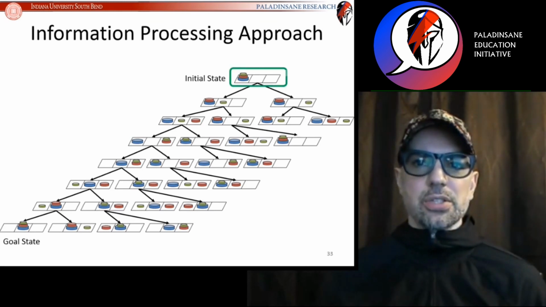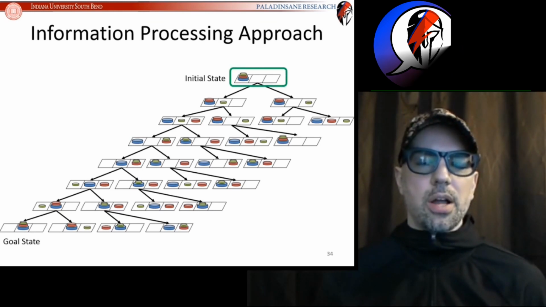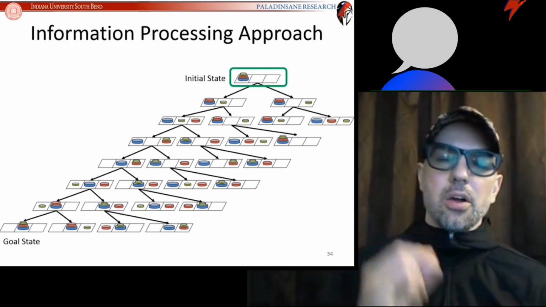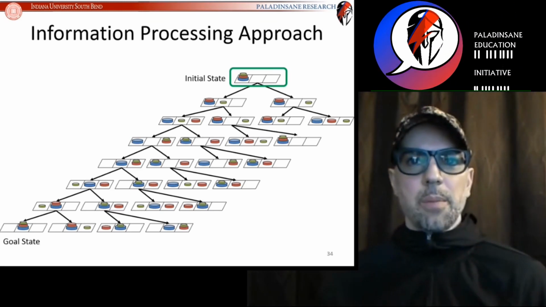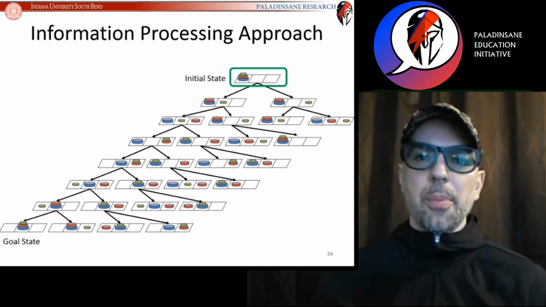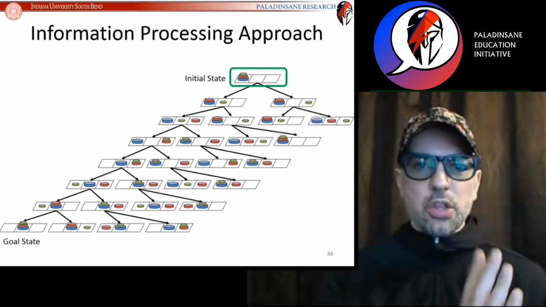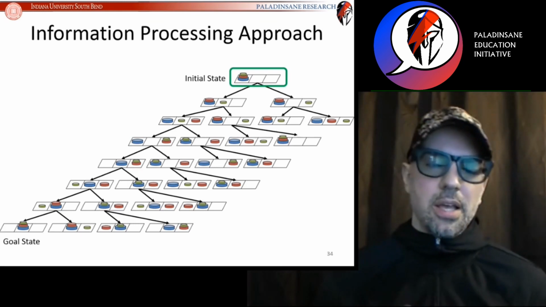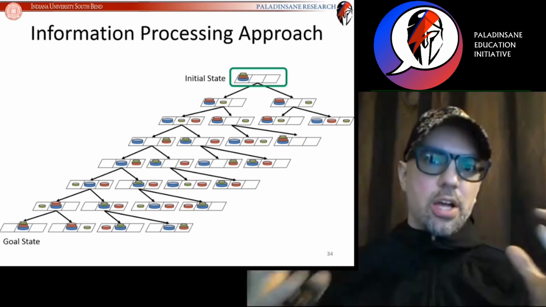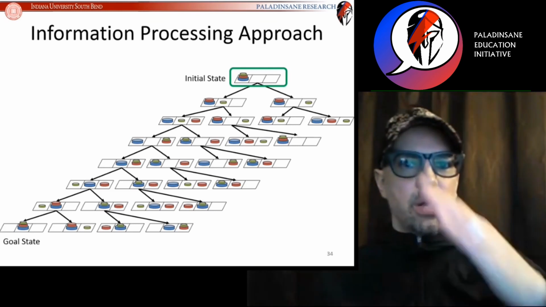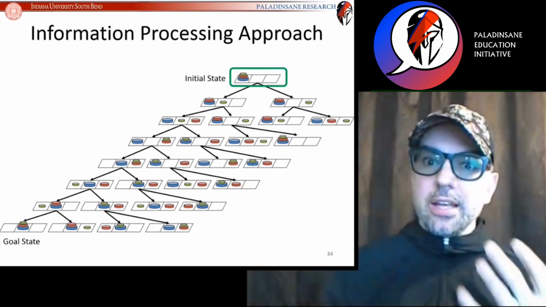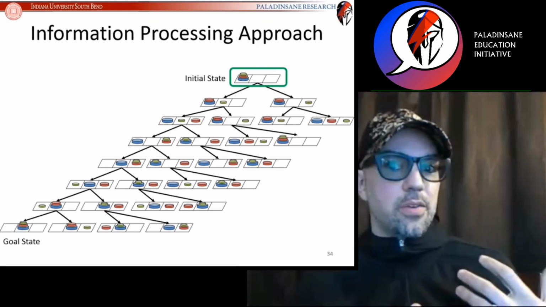So we have our initial state, we have our goal state, and according to the information processing approach, solving a problem can be thought of as applying operators and navigating through your problem space. So the problem space gives us a structure where we can understand what cognitions are going through, and it can give us insight in terms of where we might find difficulty.